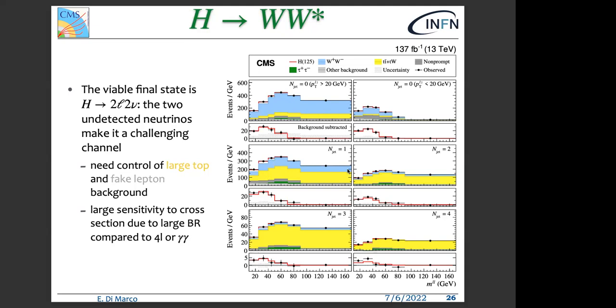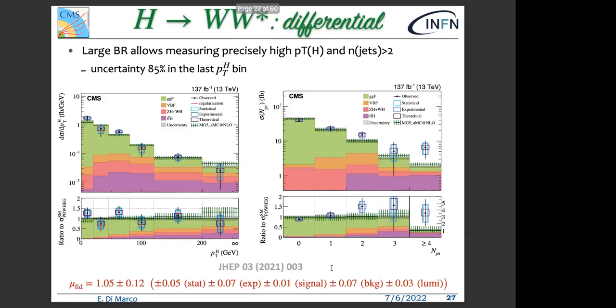Then if you go to one jet or two jets or three jets, you get more and more TT bar production, basically, because in TT bar the top decays into WB, and then you get the two Ws and the jets from the top decay. So this is the driving channel, but still here you need very, very good control of the background. You can also clearly see the Higgs boson contribution in these higher jet bins with the Run 2 statistics. And also with this channel, we are now doing differential cross-section measurements.